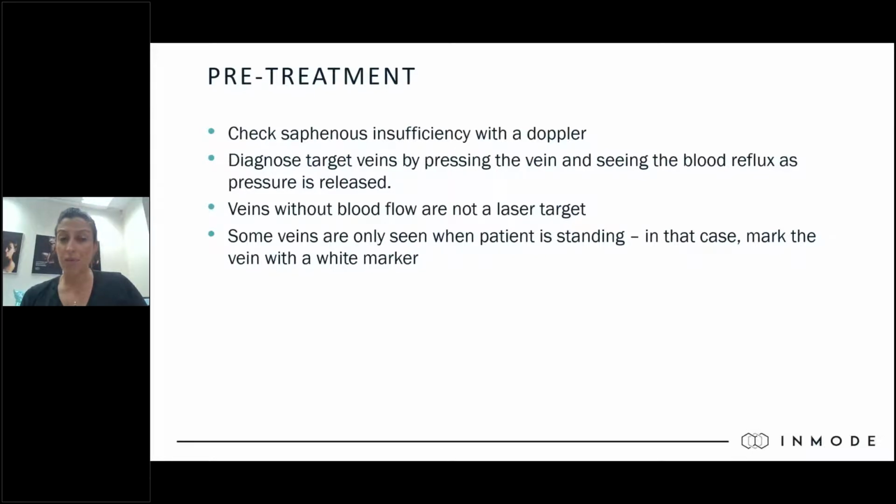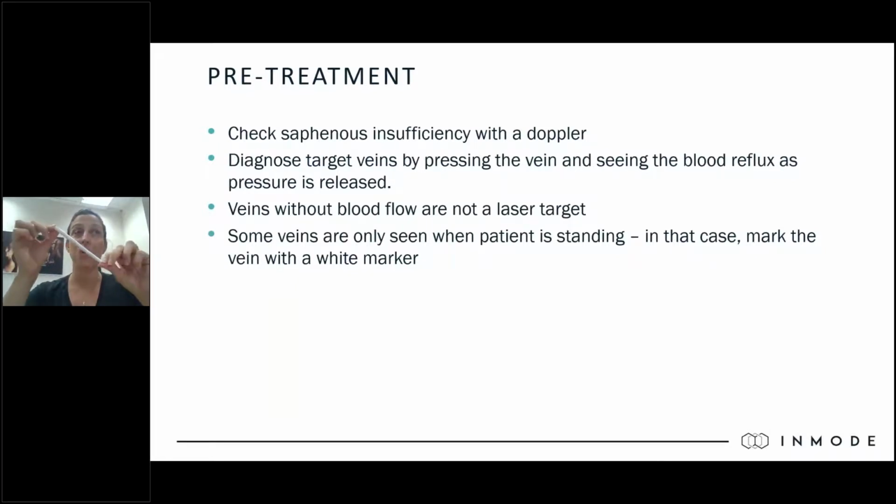The other thing is that we have to understand that some vessels will only be seen on a standing patient, and this is crucial for our treatment. If the patient comes in complaining about a specific vascular lesion on the legs, and they lie on the bed and we don't see it, then we have to mark the treatment area properly prior to the treatment. The correct way to mark the treatment area is using a white marking pen or a pencil. And we do that.